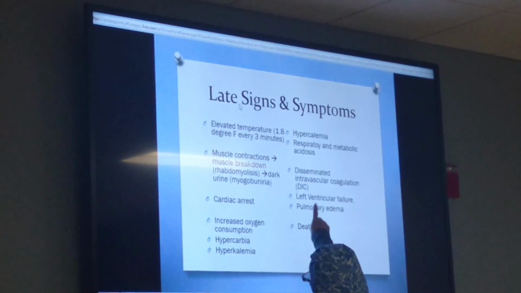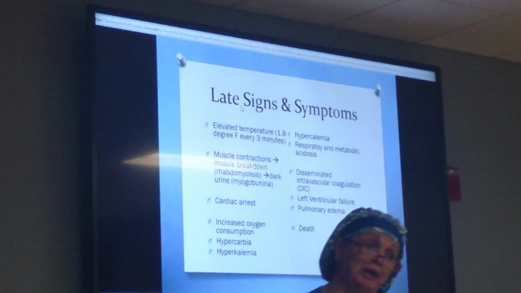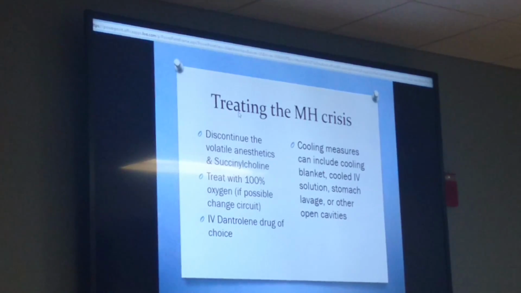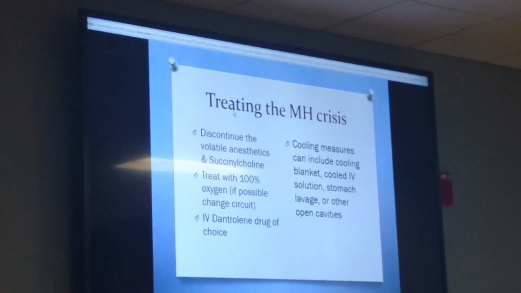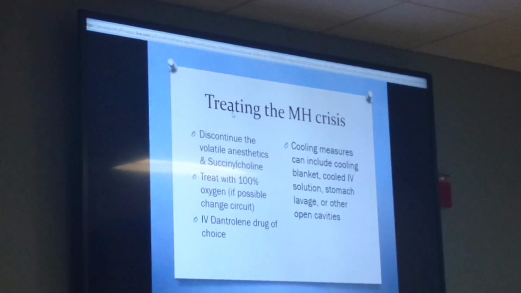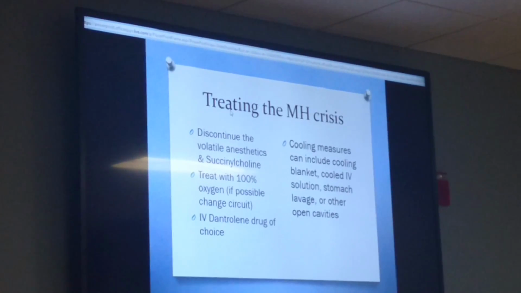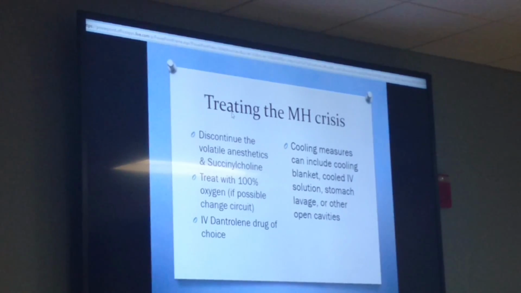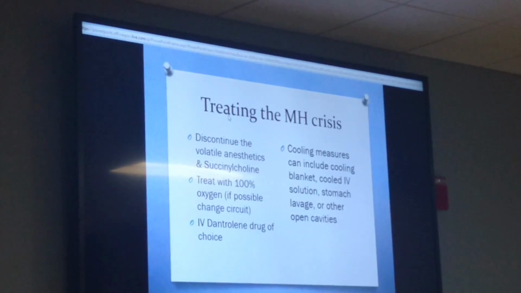Okay, so how do you treat it? You want to discontinue all your volatile anesthetic gases. That's one of the first things anesthesia is going to do. And if they're on a succinylcholine drip, back in the day we used to have those drips, I don't see that very often anymore. And so you want to turn all that stuff off, because those are the things that trigger the malignant hyperthermia. And they're going to give 100% oxygen.